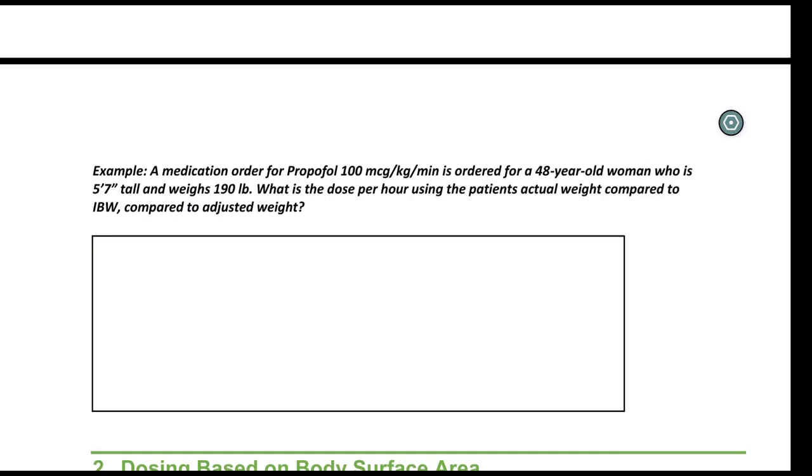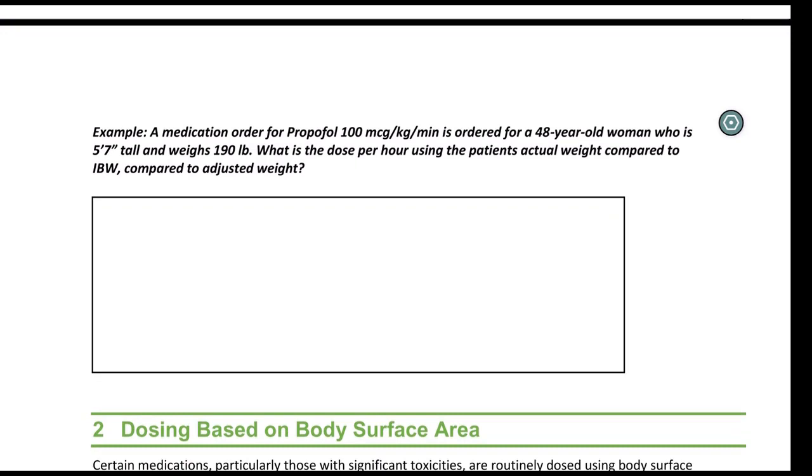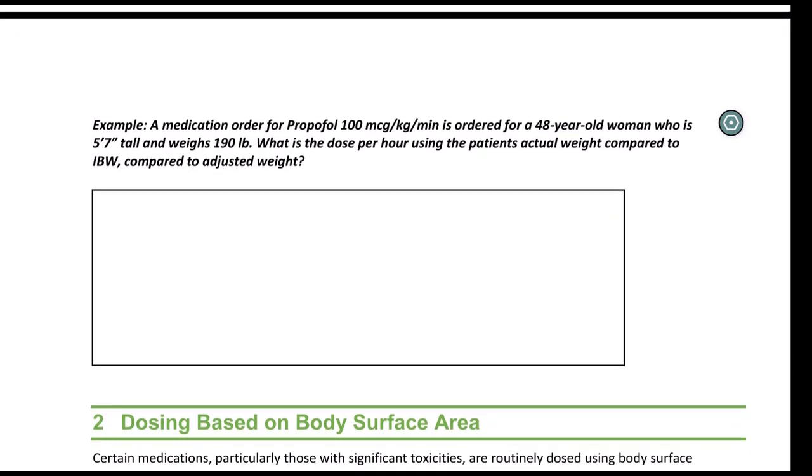So for a 48-year-old woman who is 5 feet 7 inches tall and weighs 190 pounds, what is the proper dose per hour using the patient's actual weight compared to the ideal body weight, compared to the adjusted weight? So it's a lot of different things. This is not an elderly or geriatric patient at 48, though getting up there. But it's about dosing based on weight and looking at the different dose comparisons that we have. So let's first look at their age.